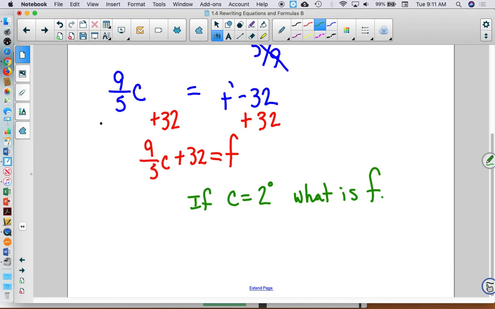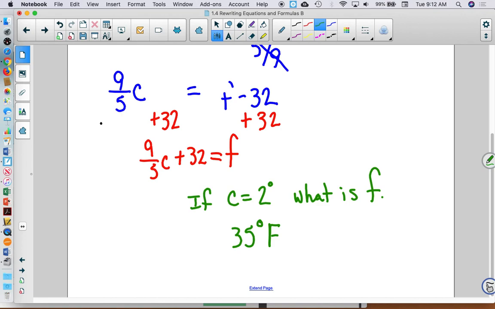(9/5) times 2 plus 32. What is the degrees in Fahrenheit? Cooper, 35 and 3/5. Did you say 35? Yeah. 35 is degrees Fahrenheit. Do you agree? Would we say 36 because it's 0.6? Would you round it to 36? If you're going to round, yes.